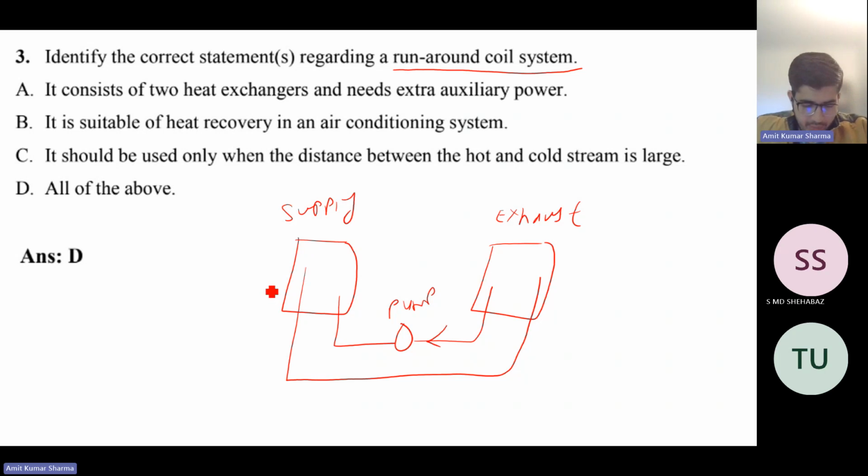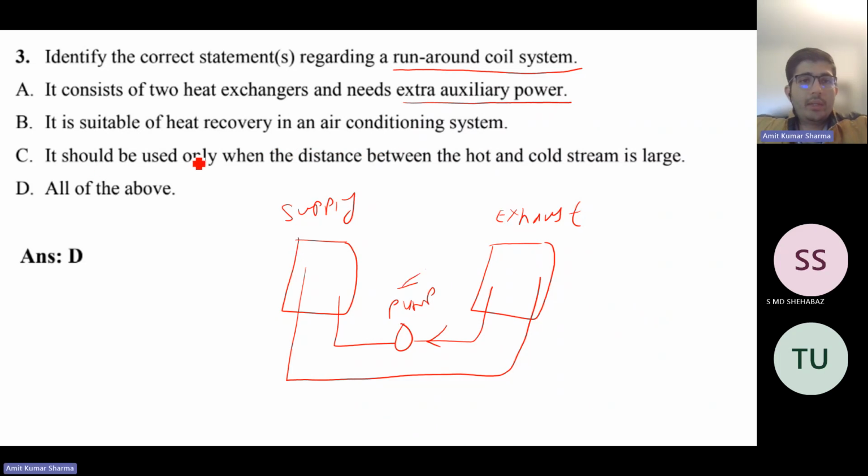So basically it consists of a pair of finned tube coils which recover warm air from the exhaust airstream. The pipework system usually distributes water which transfers the heat between the two airstreams, and the pump circulates the water. So basically here you can see we are using a pump. So in option 1 we can see it needs extra auxiliary power. So yes, we need extra auxiliary power to run the pump.